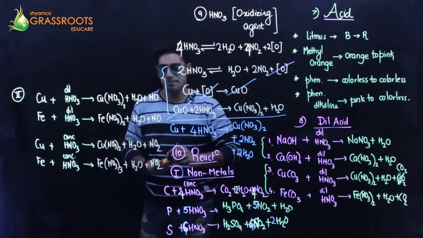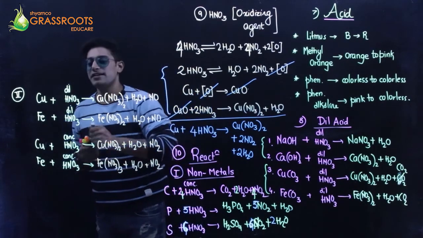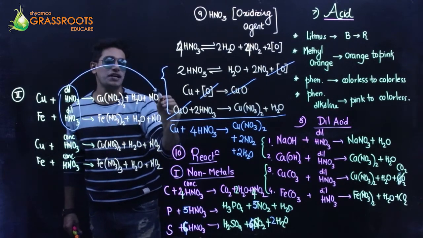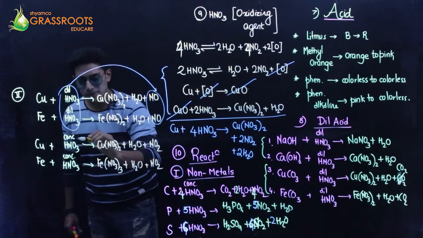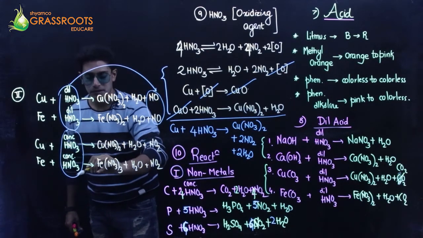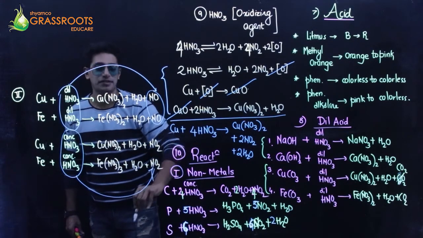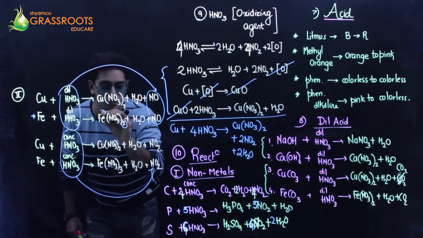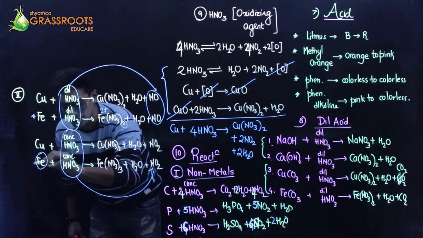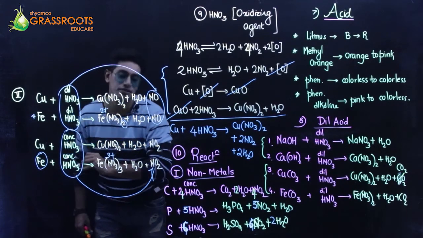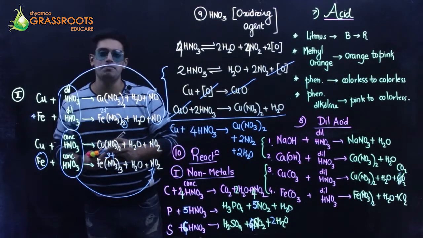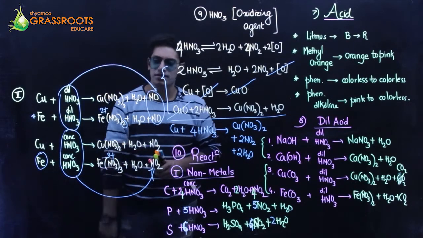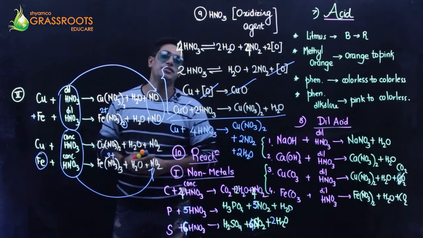That means, can I claim that with the dilute version, it gives me nitric oxide, and with the concentrated version, it gives me nitrogen dioxide. Also, with Fe, it is a 2 plus salt with dilute, and with Fe in concentrated, we get a 3 plus salt. So these are the few important points we need to remember. So these are the reactions with non-metals and the reaction with active metals.